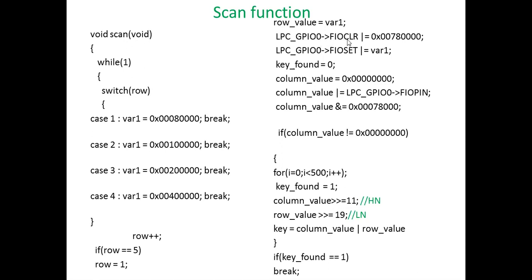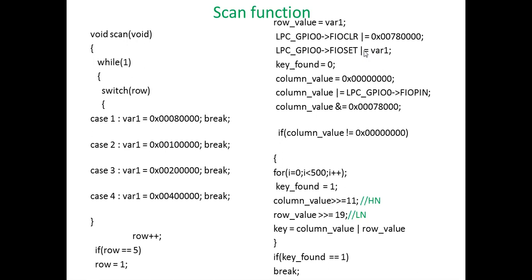With the help of the clear register, we are going to clear all the row pins. 0x780000 corresponds to the port pins connected to the row lines of the key matrix, and it ensures they are 0. Now we are going to force the variable 1 value to those particular pins with the help of the FIO set register. That ensures that only row 1 is set and the remaining row values will be 0.